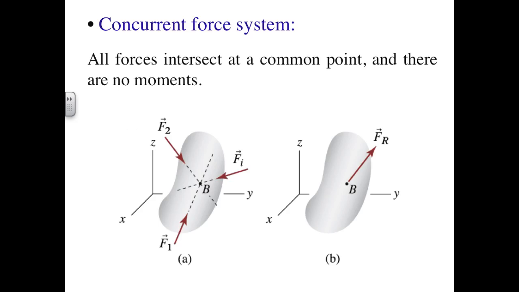A force system is said to be concurrent if the lines of action of all the forces intersect at a common point. We can see that if we find the resultant moment of these forces about their point of intersection, the resultant moment is zero, since there are no moment arms for any of the forces. The force system is then reducible to a single resultant force acting at the point of intersection of the lines of action.